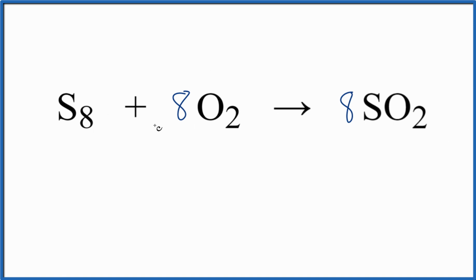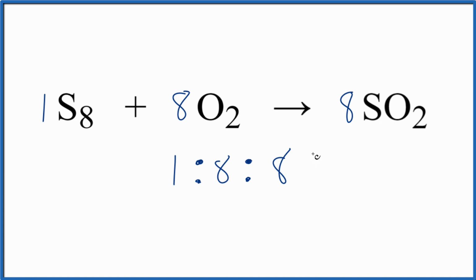So now when we look at the ratio, we imagine there's a 1 here. We don't write it, but it's there. So we have a 1 to 8 ratio for this equation. That means for every molecule of S8 octasulfur, we'll use 8 oxygen molecules, and we'll end up with, in the products, 8 sulfur dioxide molecules.